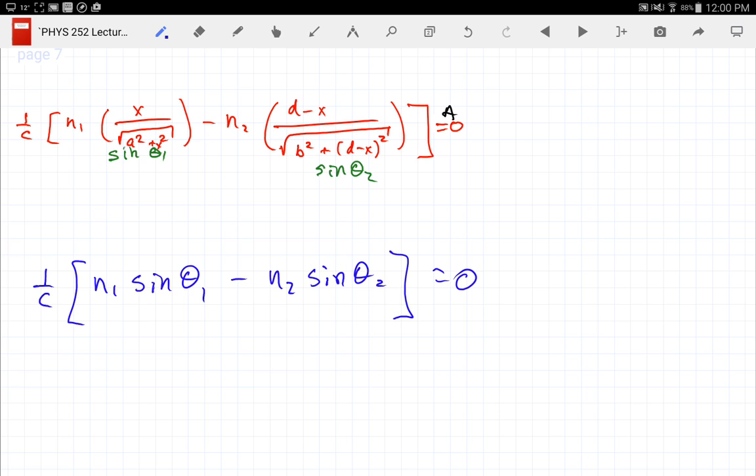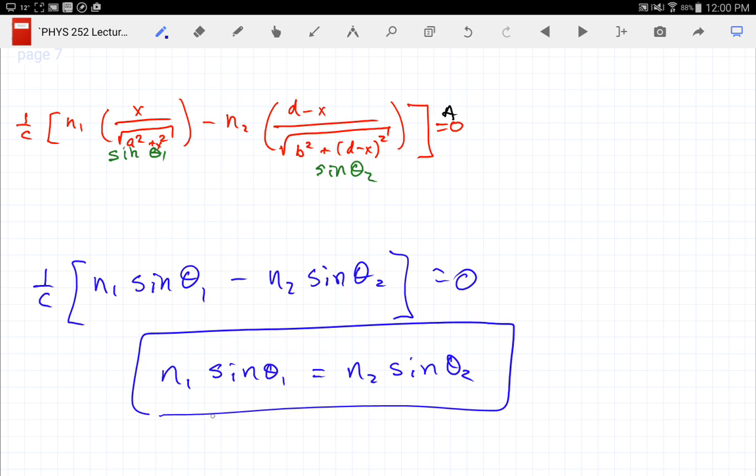Well, very quickly we can say there is no value for c that's going to make this equal to 0, right? So I just multiply by the c across and it disappears. And then just add n2 sine theta 2 to both sides. And I have n1 sine theta 1 equals n2 sine theta 2, which is Snell's law. Snell's law, I believe, is experimentally determined, although you can also predict it from Huygens' principle.